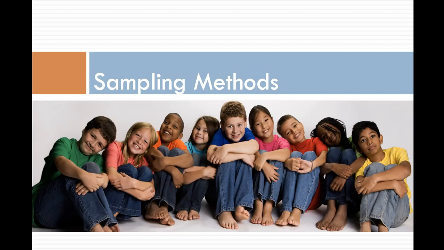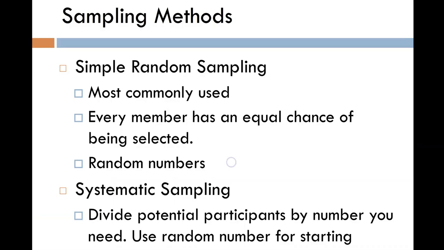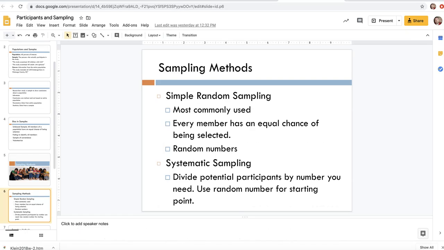All right, so now we're going to talk about some sampling methods. And we'll start off, we're going to really focus on random selection here. So there are a couple different ways to do random selection. One is simple random sampling. It's the most commonly used method. And this is where every member has an equal chance of being selected. And what we're going to do here is just use random numbers to decide who is in our study and who is not.